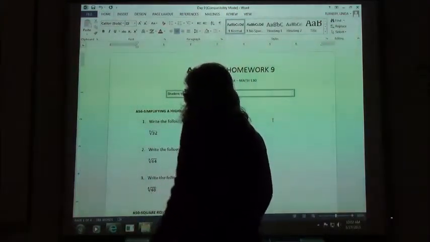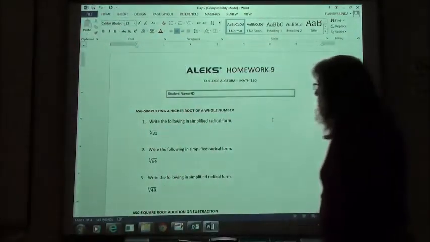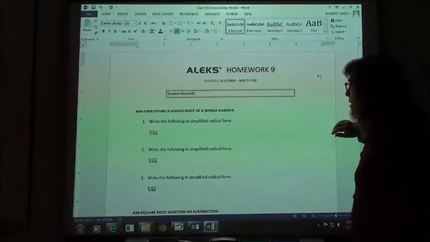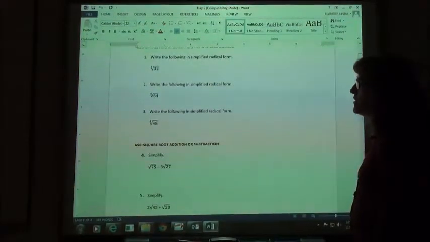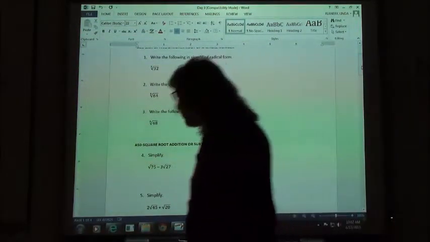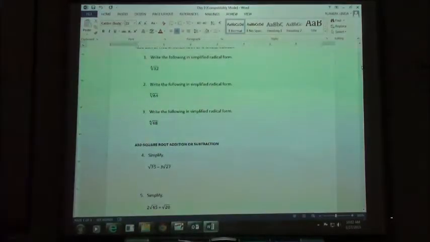All right, so homework day 9, we're going to simplify other radical expressions other than just plain square roots. They might be cube roots, they might be fifth roots, they might be fourth roots. So the first one is a cube root.